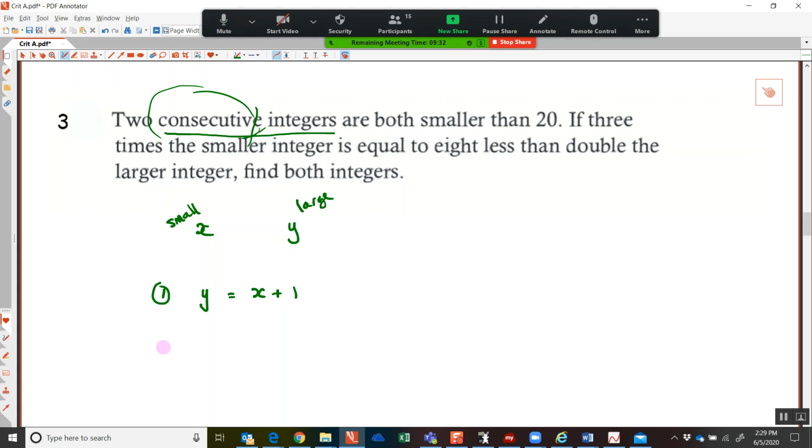Okay, so there's one equation. The second equation tells us that 3 times the smaller one, 3 lots of the smaller one is equal to 8 less than double the larger one. Okay, find both integers. Now it's easy, right? There's your two equations.